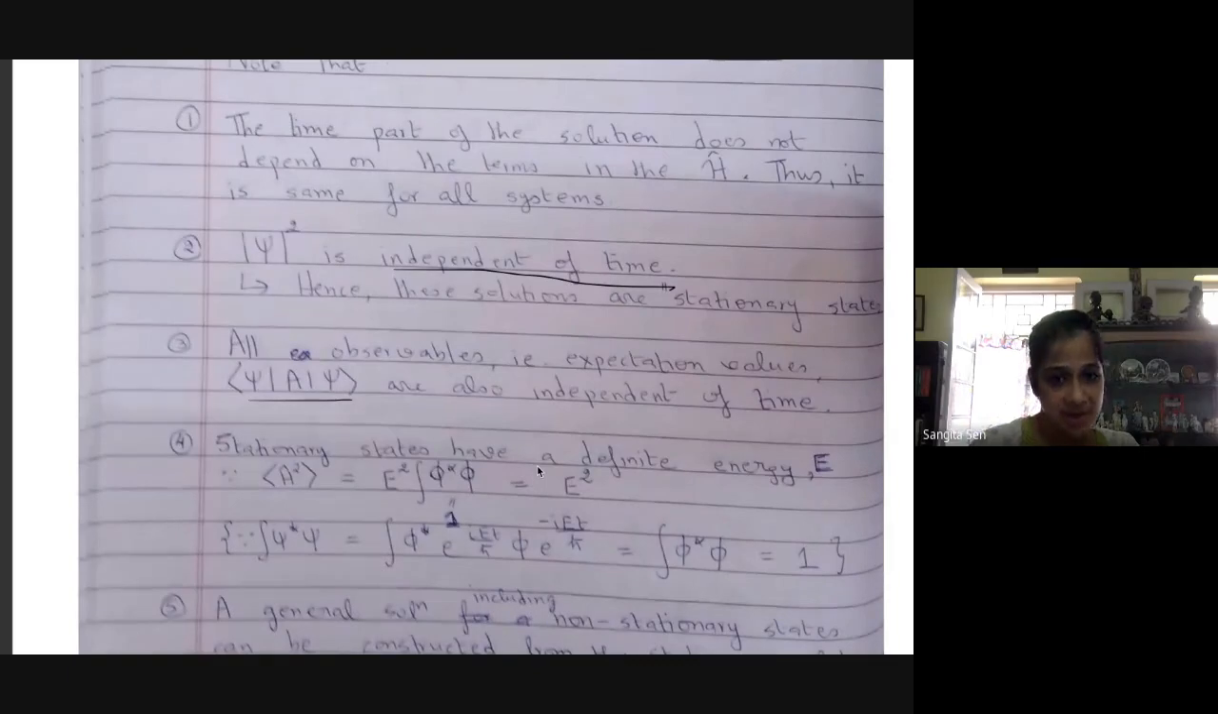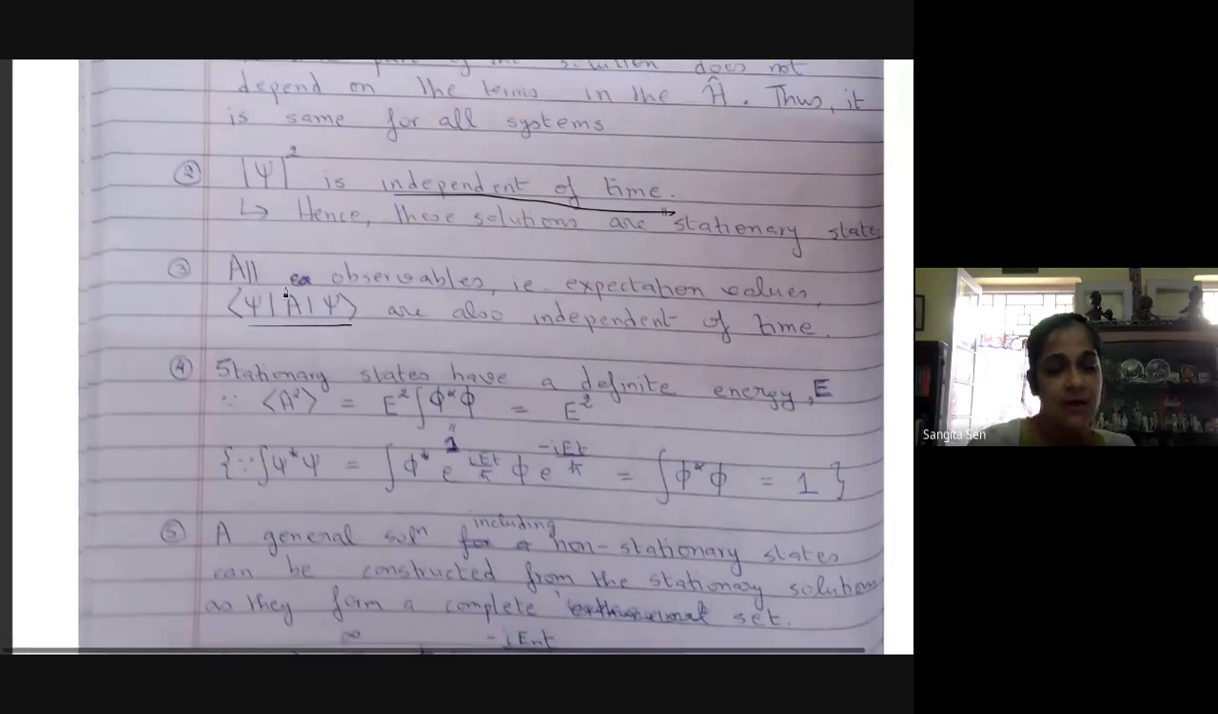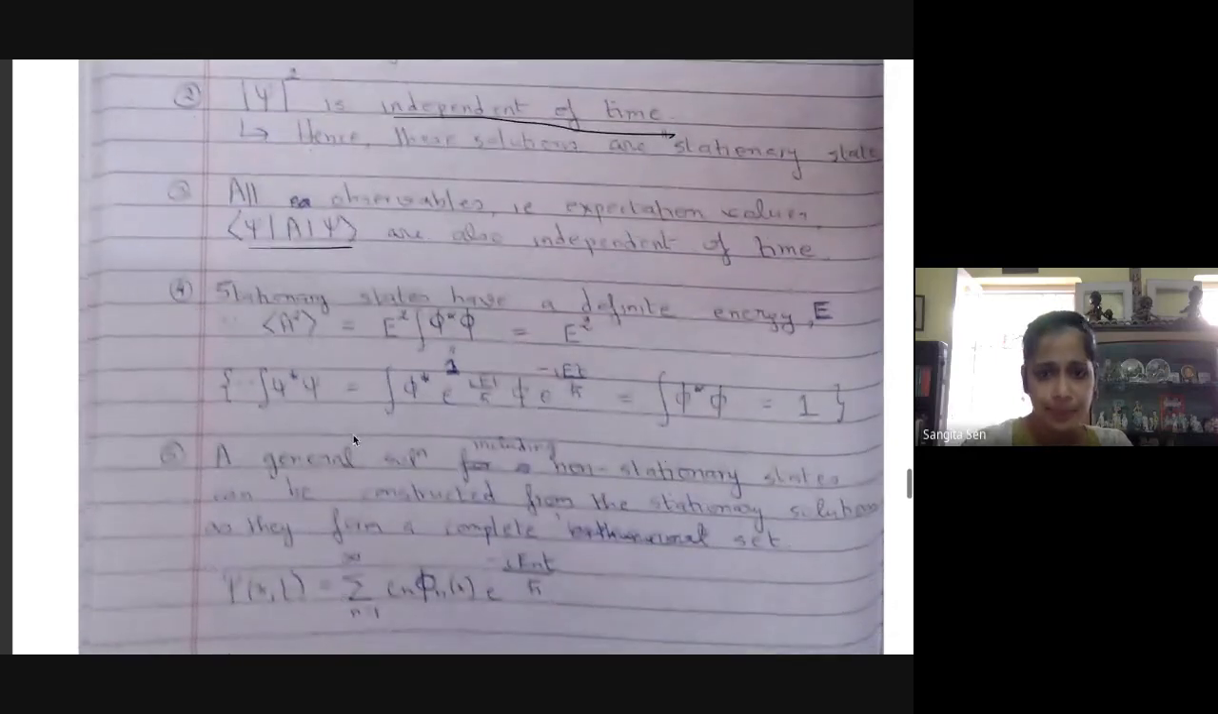One more property of the stationary states, which is sort of related to the third point, is that they have a definite energy E. So for the expectation value of the Hamiltonian instead of A, this is the energy of the system, and this also does not change with time. But also, if you see the value of the expectation value of the Hamiltonian squared, even there you will see that.